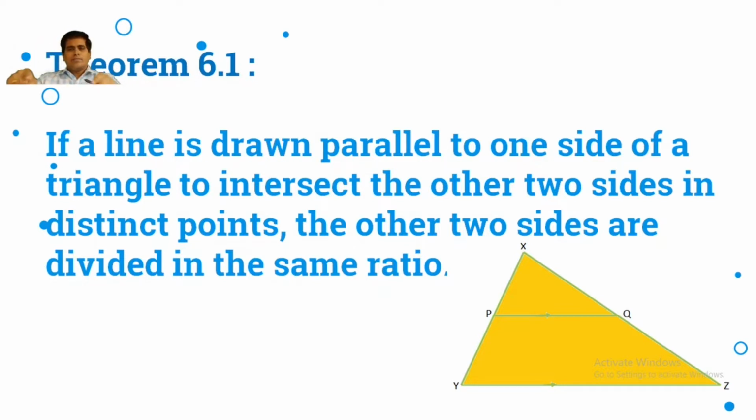Take a triangle. If you draw a line parallel to the third side, definitely it intersects the other two sides at distinct points. Not only does it intersect at distinct points, this parallel line will divide the other two sides in the same ratio. This is a very important point. I will show it on the figure.